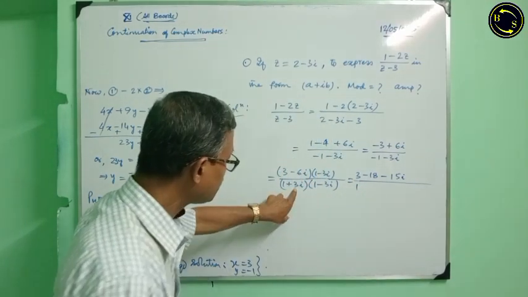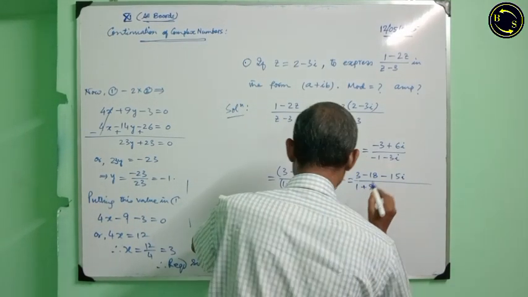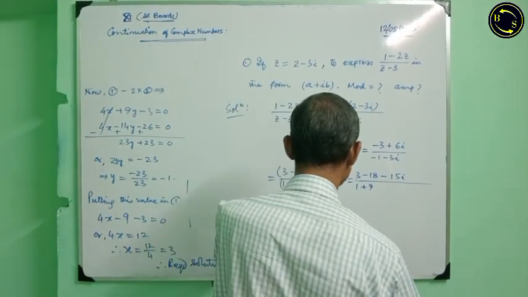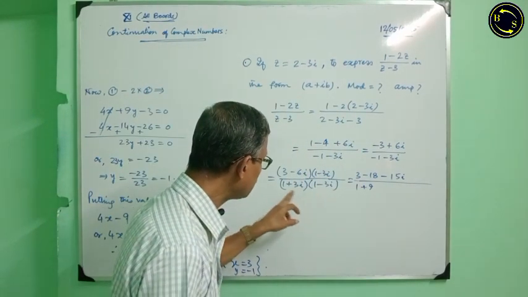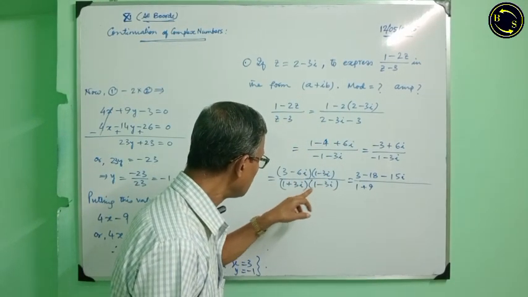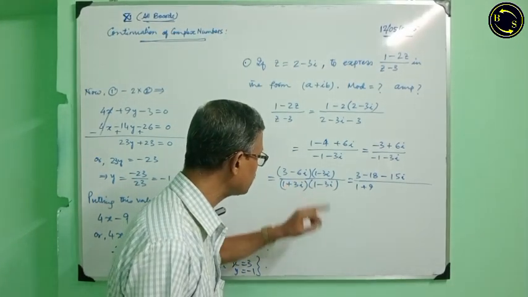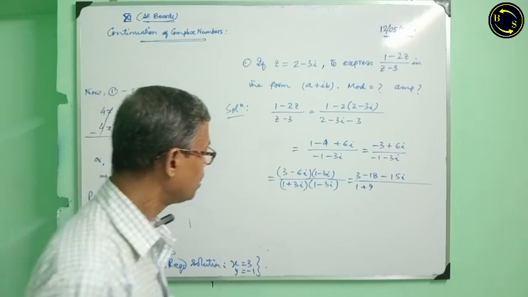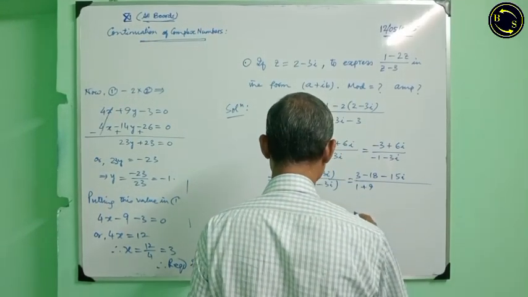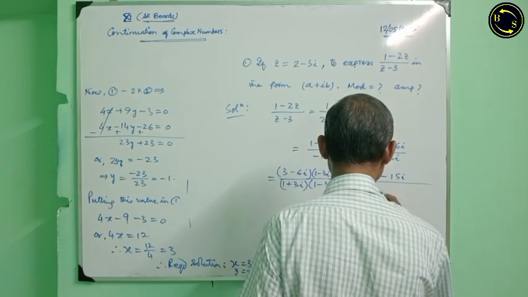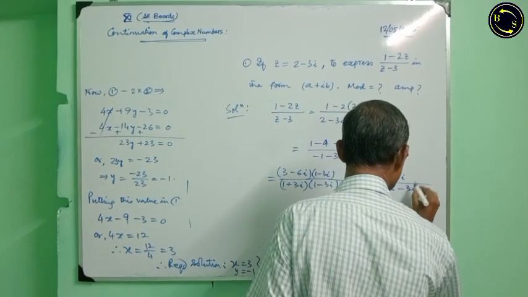And this one, 1 minus 9i square, that means plus 9. 3i minus 3i into minus 3i, into 1 and 3i, and 1 into minus 3i, minus 3i, 3i minus 3i.